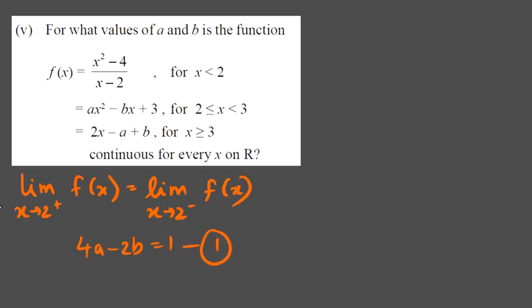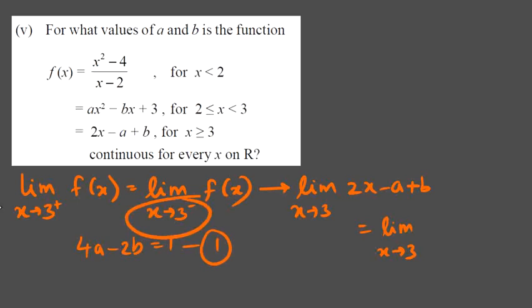In a similar way, try to find equation number 2 by considering that the function is continuous at x equal to 3 also. So the limit as x tends to 3 plus will be equal to the limit as x tends to 3 minus of f of x. So now at x equal to 3, the right hand limit, that is for x greater than 3, the function will be 2x minus a plus b. So this condition becomes limit of x tends to 3, 2x minus a plus b, that should be equal to limit of x tends to 3.